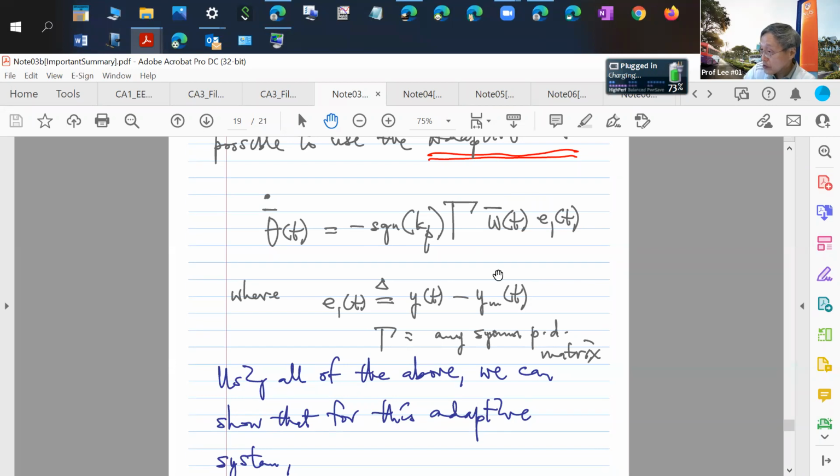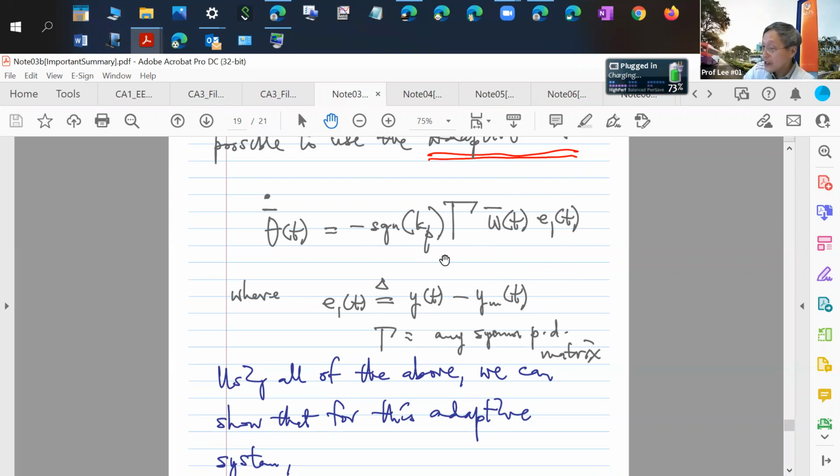These are all the signals you're generating. This is the output error, all right? Reference model you set up, so you have reference model output. System output you measure. So you have E1, all right? So basically all that happens is that all these are all signals you have.